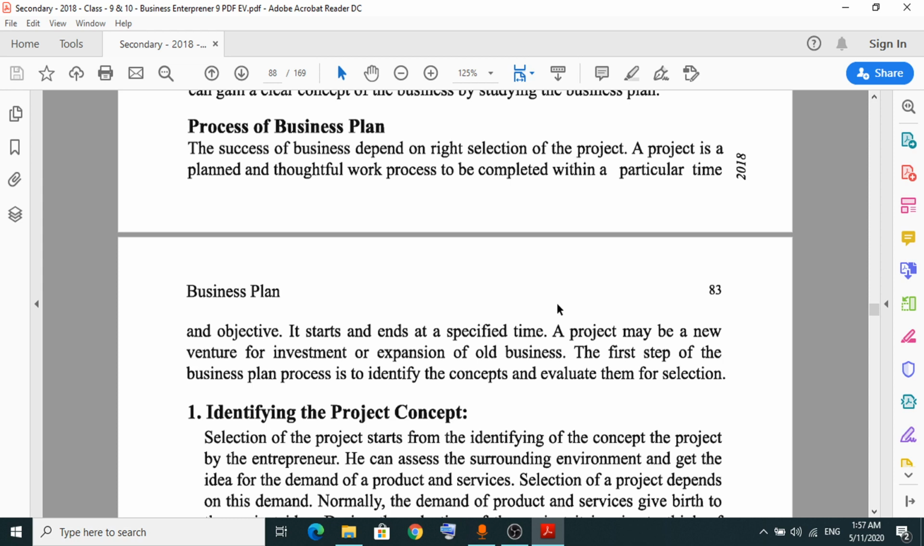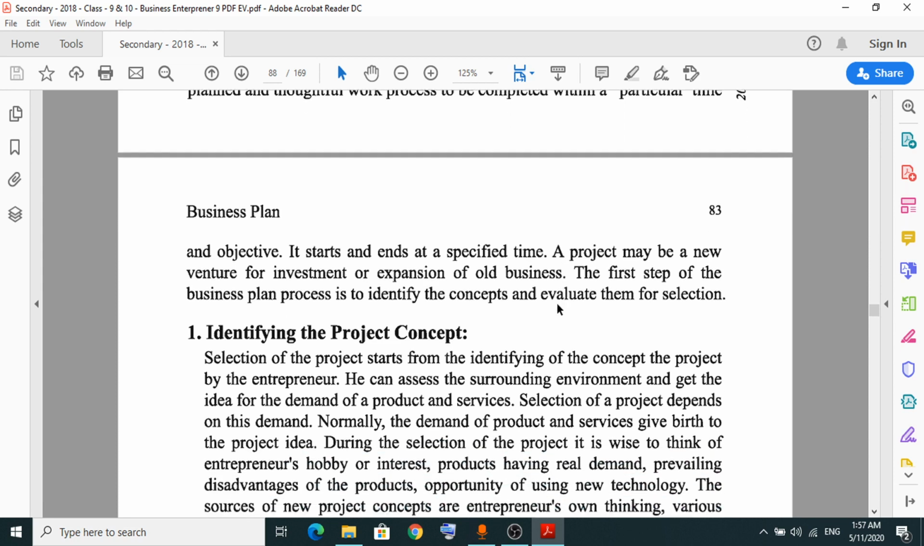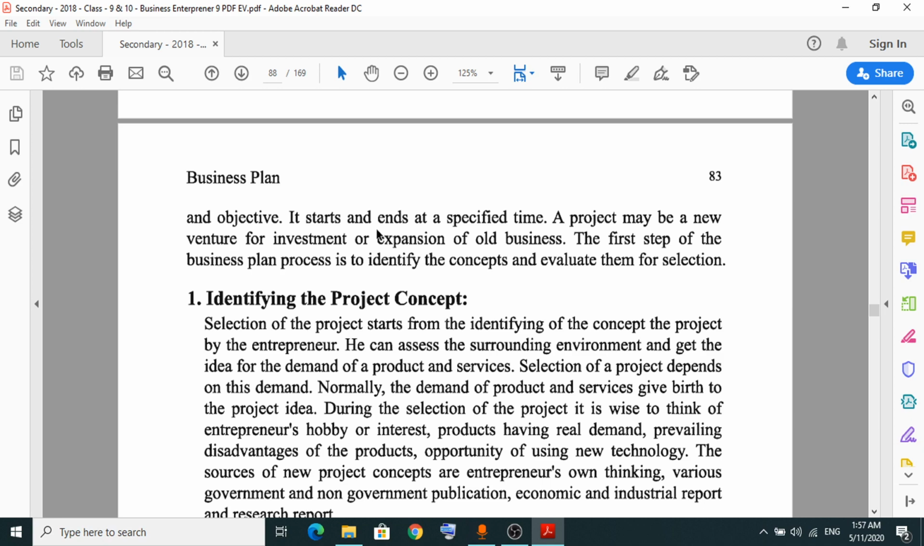What is a project? A project is a planned and thoughtful work process to be completed within a particular time and with a particular objective. That means it is the work process, or any type of work, within a particular time and a particular objective. Any work which has a particular time and a particular objective is called a project. That means a project starts and ends at a specified time. Within a time limit, the project starts and ends. So this is called a project.